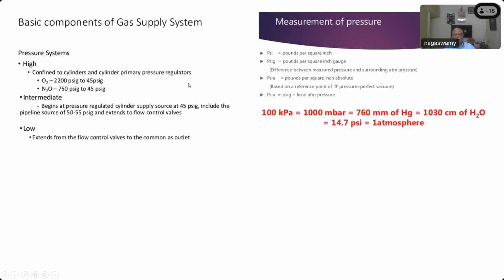So this is the important thing I told you about, how to convert kilopascals into bar, millimeters of mercury, centimeters of water and psi. Okay, and of course atmosphere. So this formula is very important. All of you should remember. PSI means pounds per square inch. PSIG means pounds per square inch gauge. PSIA means pounds per square inch absolute, and PSIA is equal to PSIG plus local atmospheric pressure.